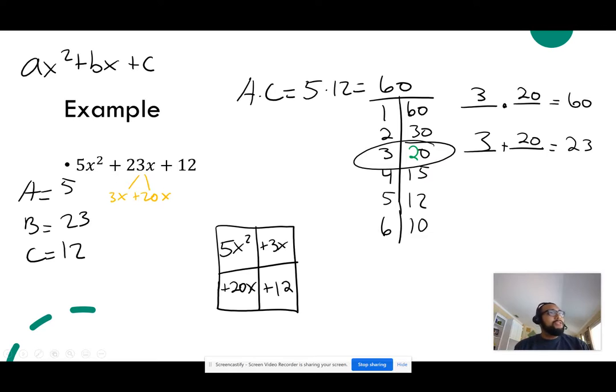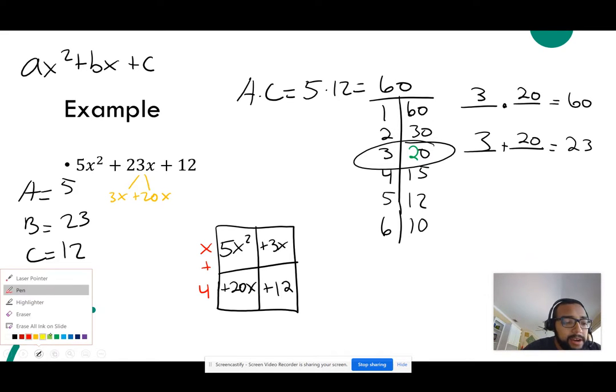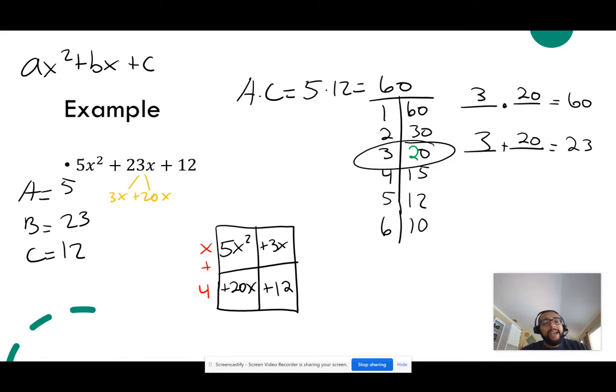We'll find the greatest common factor of all the rows and then the greatest common factor of all the columns. So between 5x squared and 3x, we can take out an x, and that's all we can take out. And then between 20x and 12, ooh, those are good numbers, we can take out a 4. 4 goes into 20 because 20 divided by 4 is 5, and 4 goes into 12 by 3.